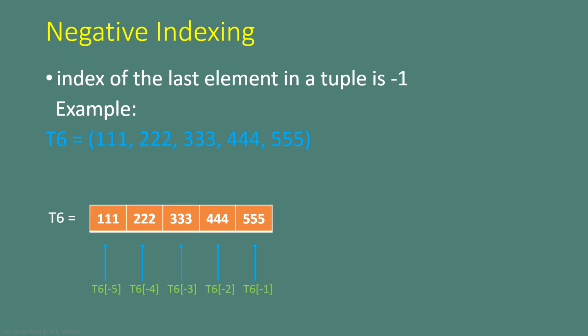Negative indexing is also possible in tuples. The index of the last element in a tuple is minus 1, similar to list. Here we have the same T6 as an example, in which we are having 5 elements, where the last element triple five is at the position minus 1 if we are considering the negative indexing. Triple four is at minus 2, triple three at minus 3, triple two at minus 4, triple one at minus 5.